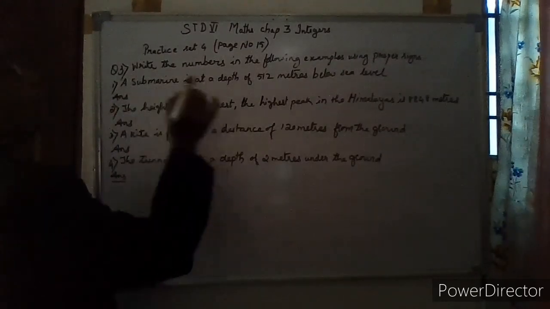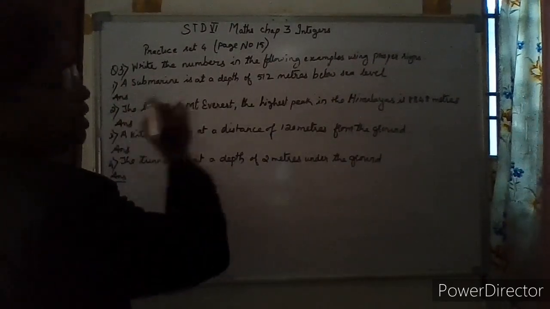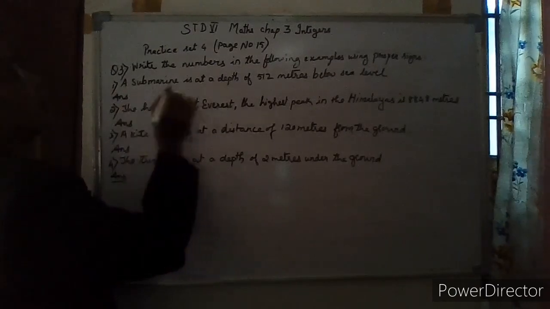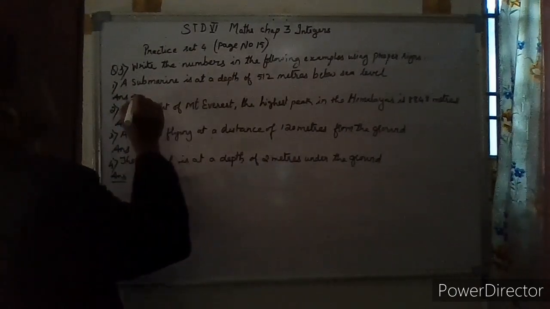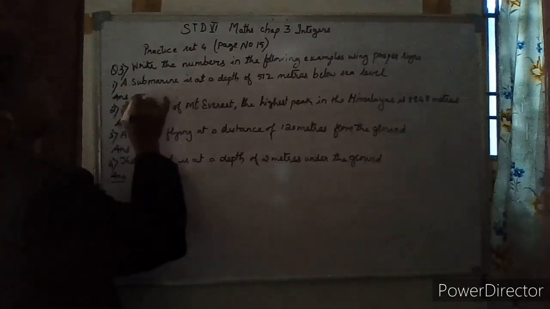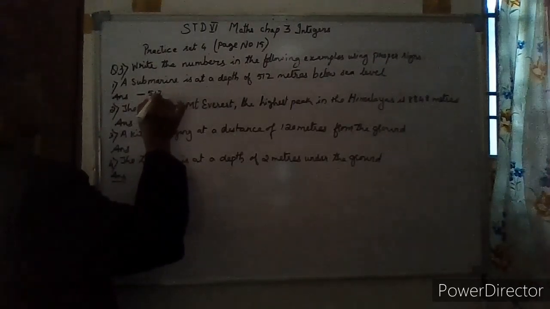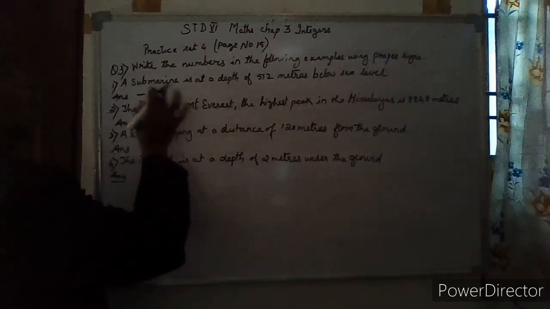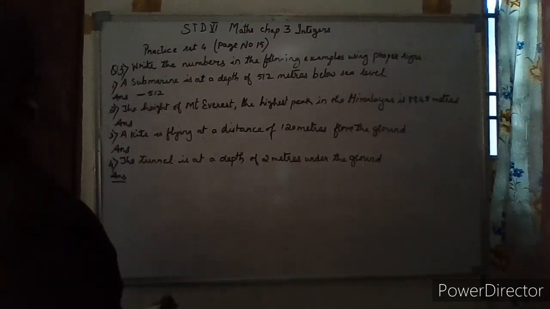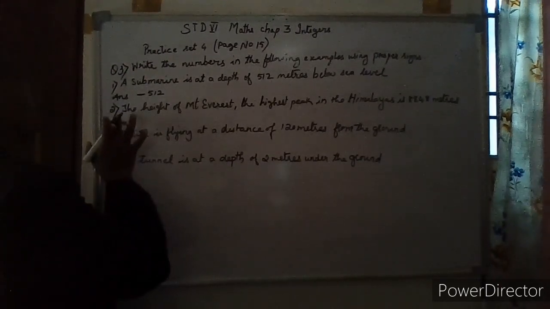So, when we write this number using sign, it is below sea level, so this is minus 512 meters. Minus 512. Now, next one.